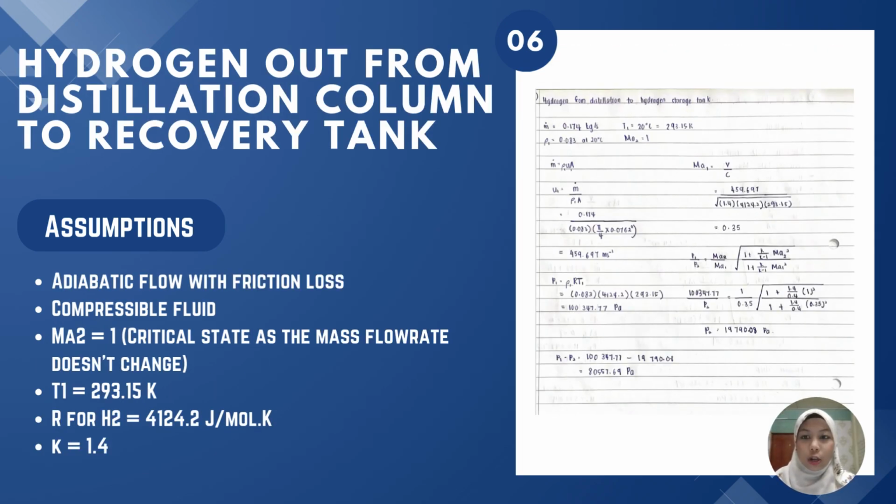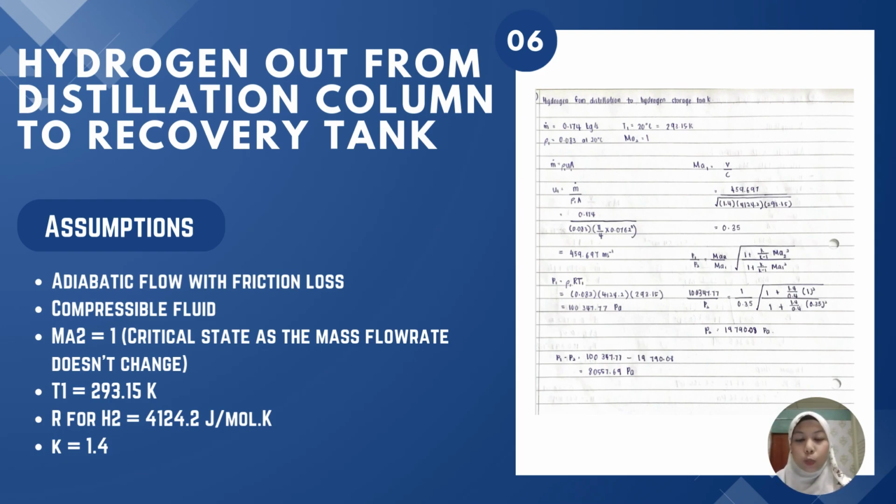Next, for the hydrogen out from the distillation column to the recovery tank, it is the same as the first stream, which is full of hydrogen and basically a compressible fluid. So the assumption is the same as before. The first step, we need to find the Mach number for the entrance by using the formula V over C. As usual, we need to find the velocity first, and the velocity is 459.697 meter per second. Then for the Mach number, we get 0.35.